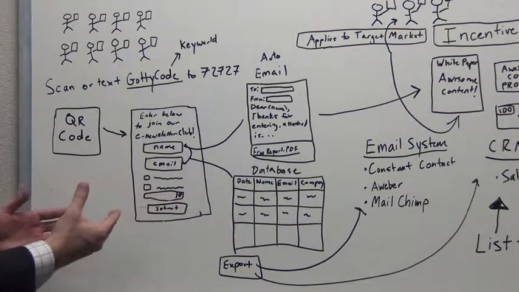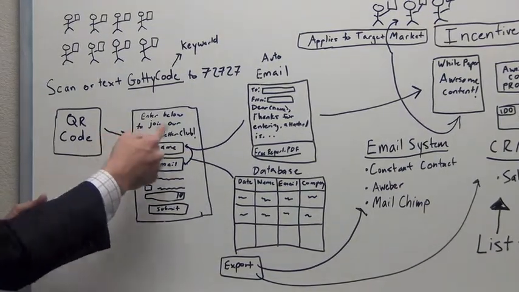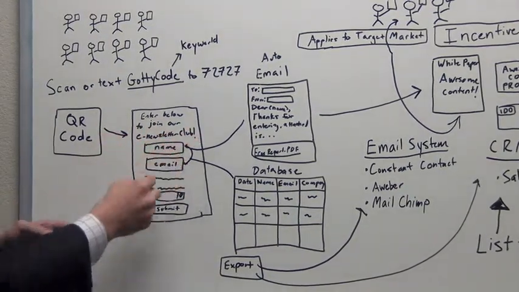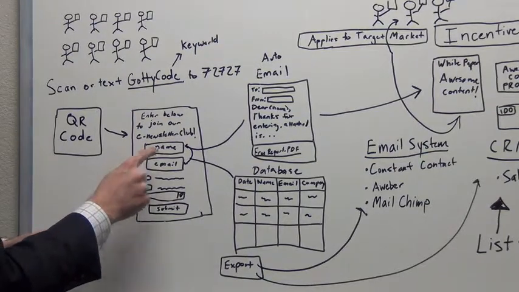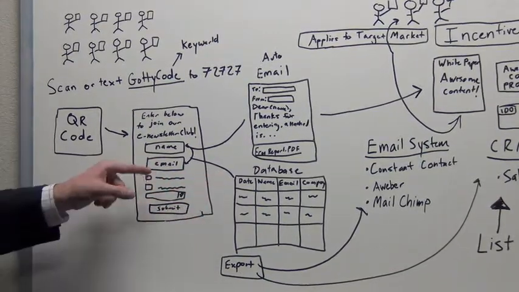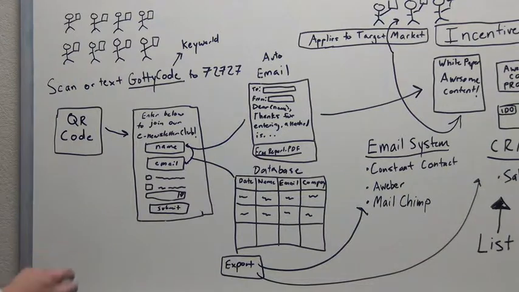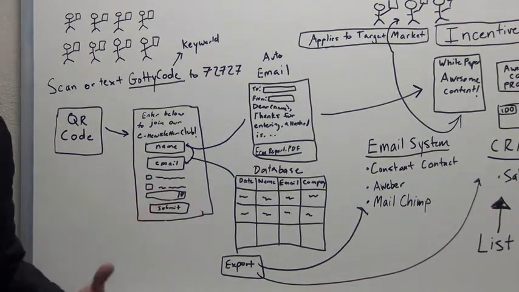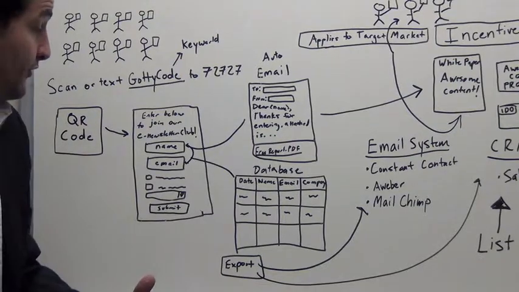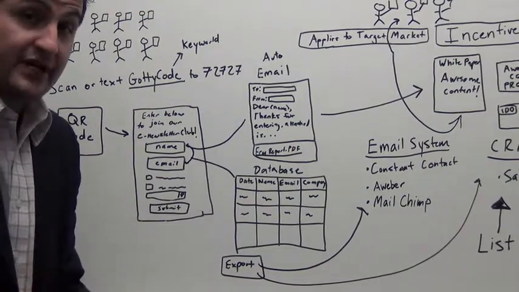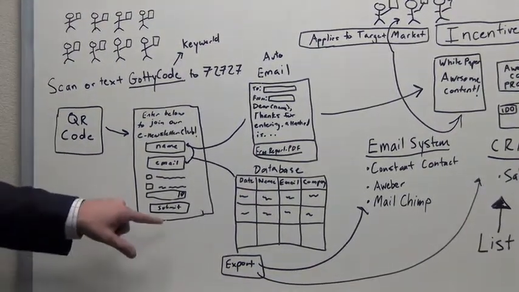Now, in this particular example, I said, enter below to join our email news club. You could have a name that you wanted to capture. You could have an email that you wanted to capture. You could have different types of check boxes or drop downs if you're trying to qualify your client or your prospective customers. And they could submit that.